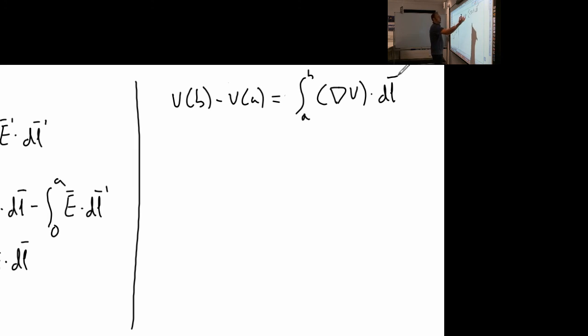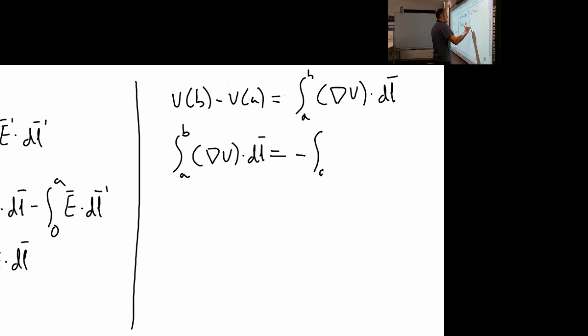So now what we can do is write the right hand side of this: the integral between A and B of the gradient of V dot dl is equal to minus the integral between A and B of E dot dl.